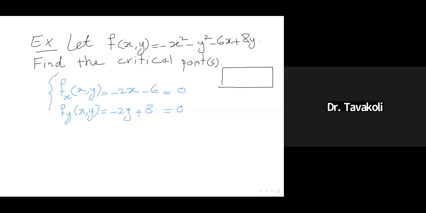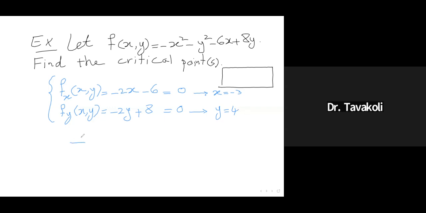So I solve this system. From the first equation, x is minus 3. From the second equation, y is positive 4. It's a kind of simple system. The first equation of the system only had x, and the second equation only had y. Quite simple. So what is the critical point? Just one critical point, and that happens when x is negative 3 and y is 4.